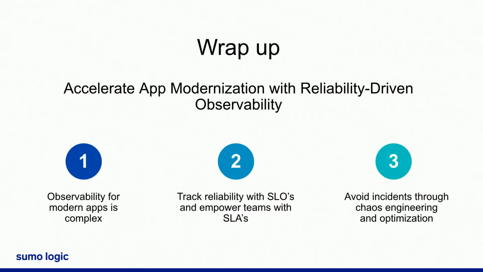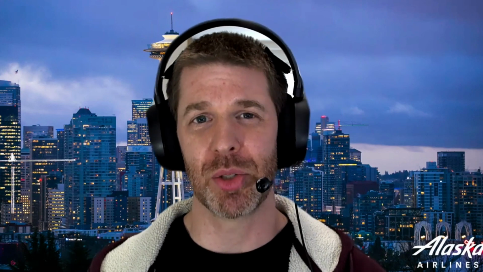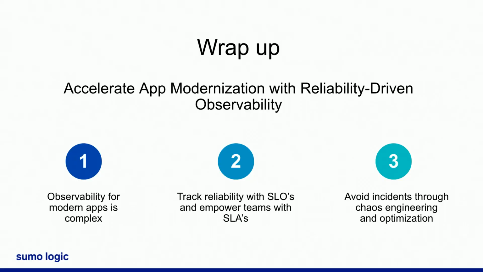So to kind of wrap things up, observability is complicated and it's getting more complicated. SLOs are a great way to track reliability, and SLAs are a great way to enable the teams to address issues before they become incidents. And chaos engineering and the global intelligence dashboards are a great way to be proactive and prevent issues from happening.